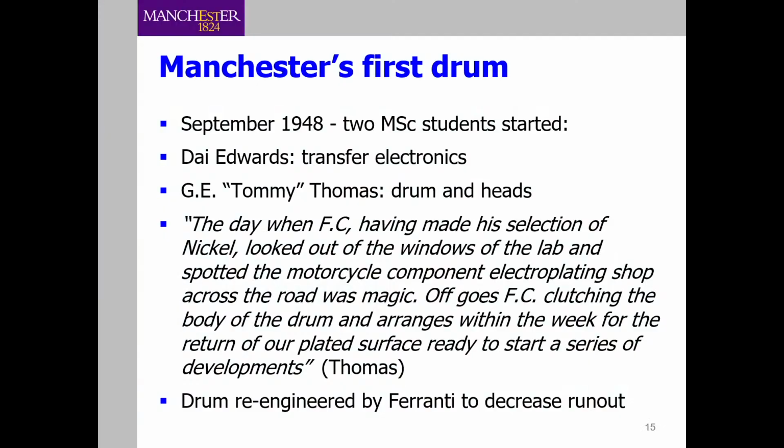They obviously needed more effort in this than they had. And so in the time-honored way of academics, what they did was recruit some students. They recruited two students at the same time: Di Edwards, who worked on the transfer electronics between the cathode ray tube and the drum, and Tommy Thomas, who worked on the mechanics of the drum and the heads, and as it happened, on Manchester Code.